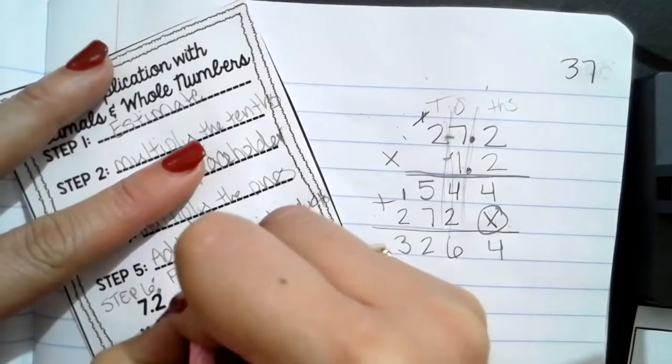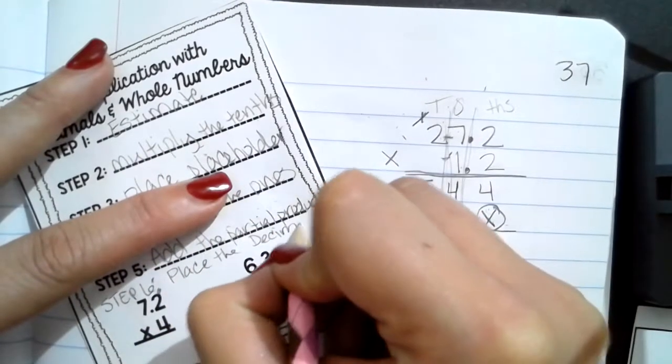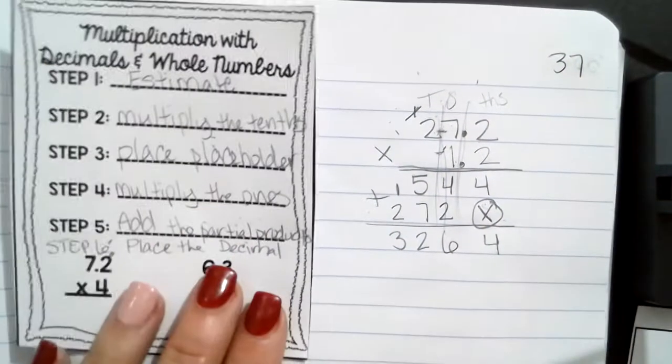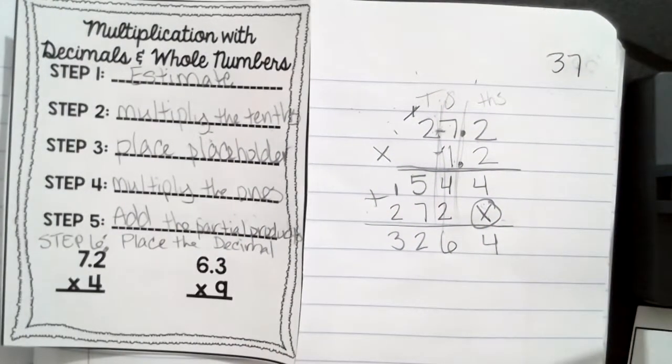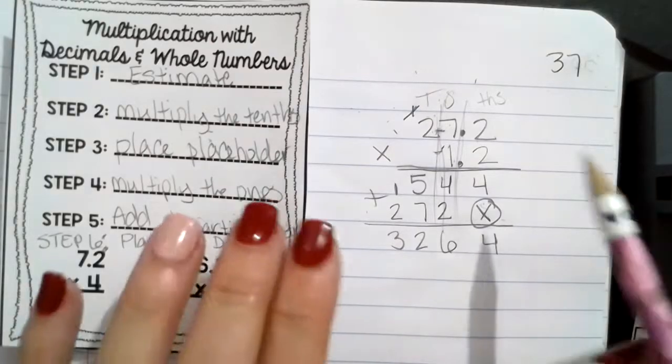Place the decimal. So it does not fall down when you multiply or divide. Only when you add and subtract do decimals fall. Okay? So when you multiply, you've got to count them.